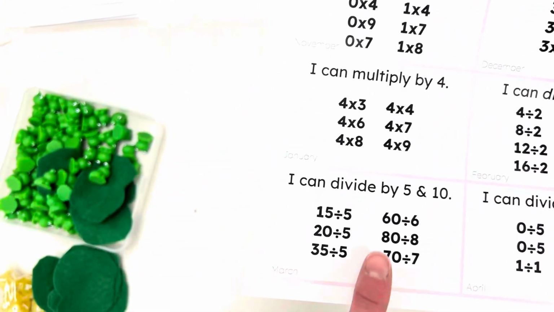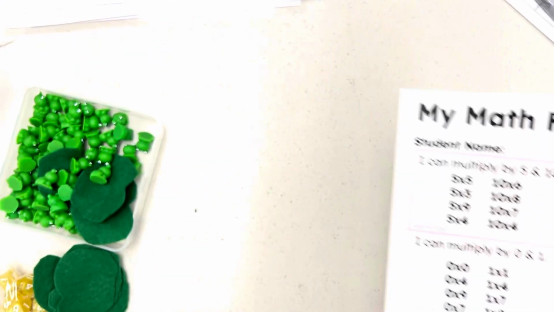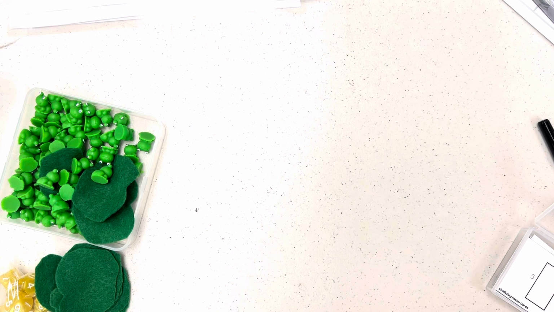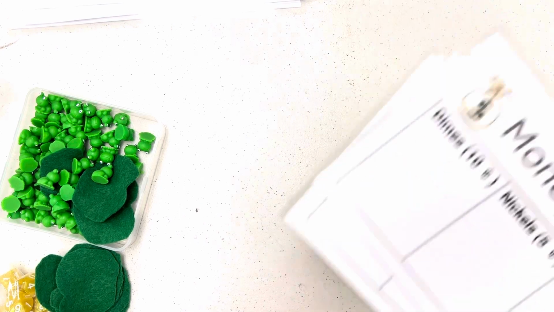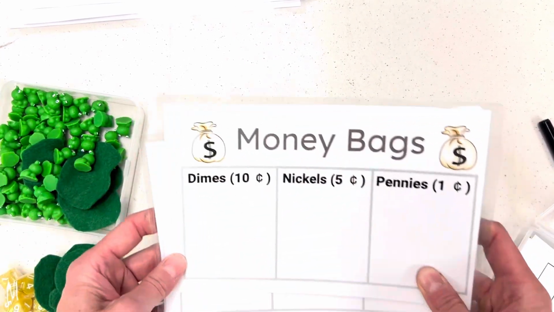The month of March has us divide by 5 and 10. Nice, an easy one for them to be able to do. It's just really great because they've known how to count by 5s and 10s for a long time. So we're going to warm up with money bags.